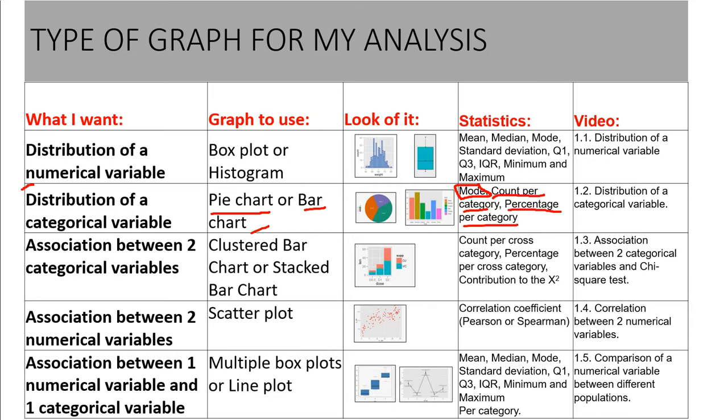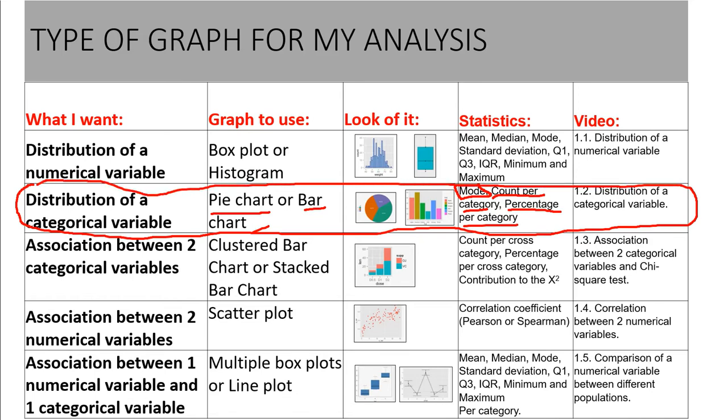So if you want to look at the distribution of the gender in that hospital or in that data set about the hospital, you look at row 2, distribution of a categorical variable. If you have to look at the association between two categorical variables, then what we usually do is represent it by a clustered bar chart or a stacked bar chart. I will come to this in video 1.3, association between two categorical variables and chi-square test. So the count per cross category. You want to look at the association, for example, between gender and survival on the Titanic.